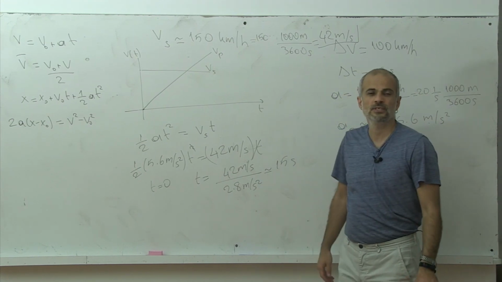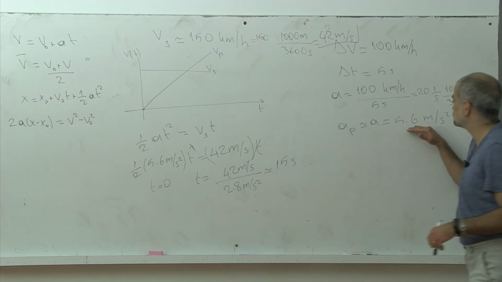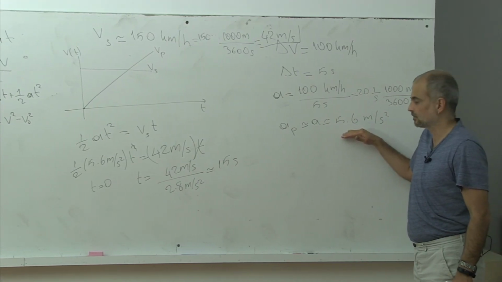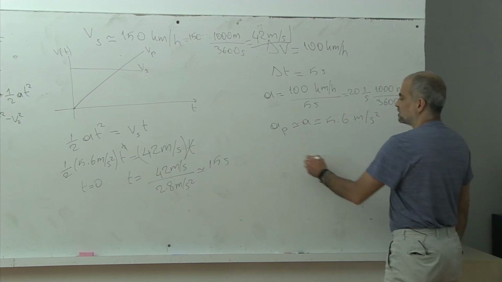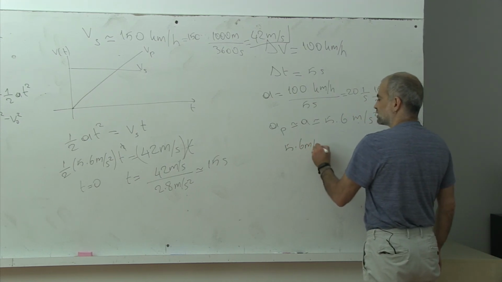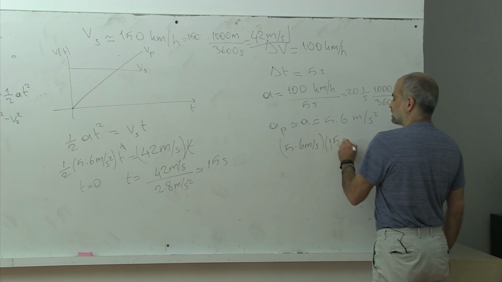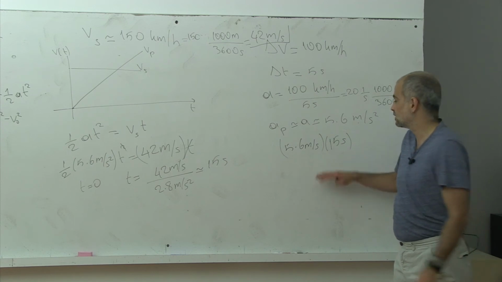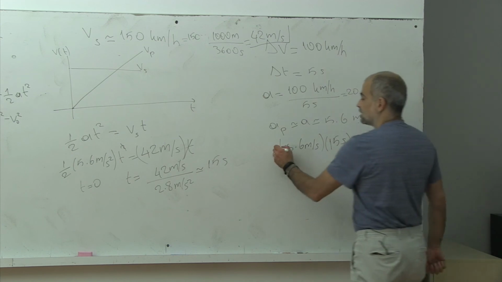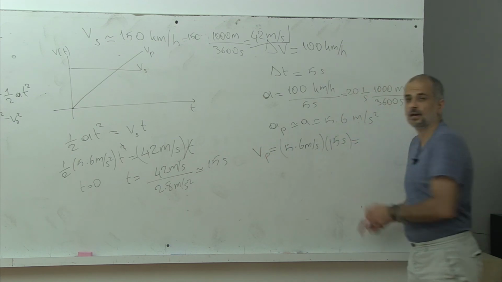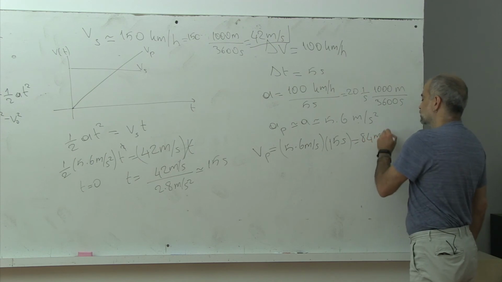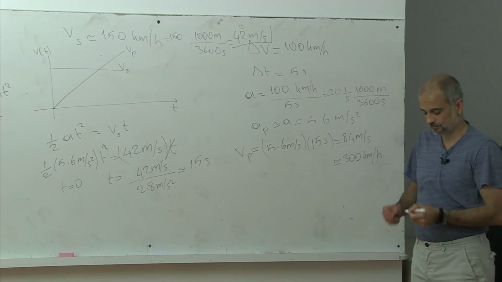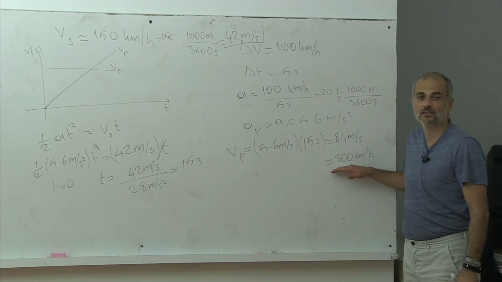Now, what about the speed of the police car after 15 seconds? We already estimated its acceleration. Acceleration is the change in velocity per unit time. So in 15 seconds, the total change in the velocity will be 5.6 meters per second squared multiplied by 15 seconds. It started from rest, so the initial velocity is 0, and the final velocity will be just the change. So this is the final velocity of the police car, and this is just 84 meters per second, or 300 kilometers per hour. So you see, this speed is very high and dangerous.